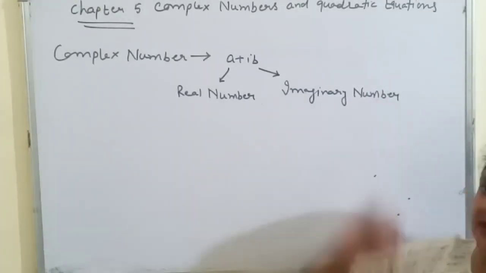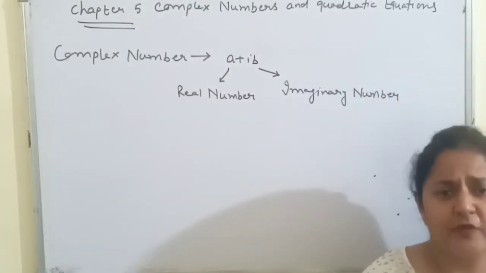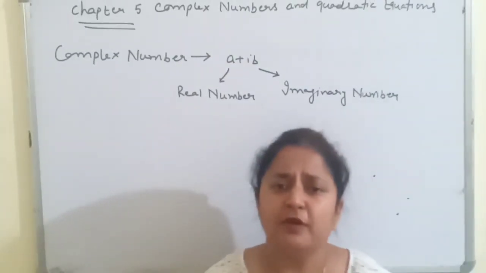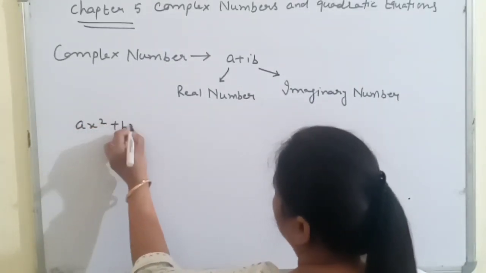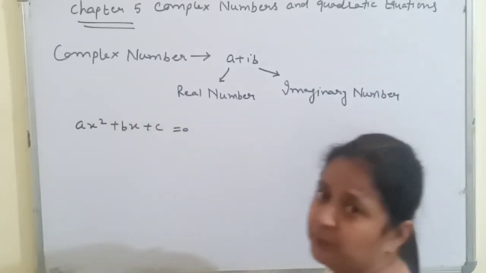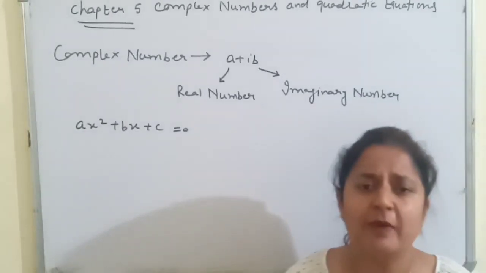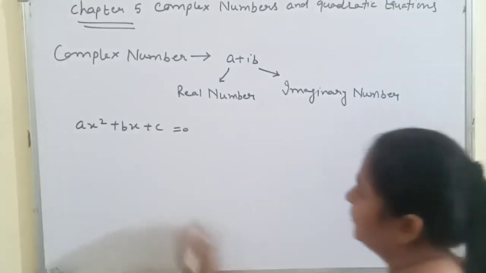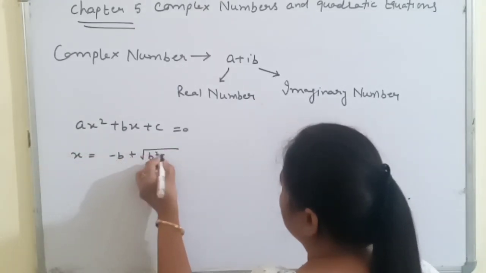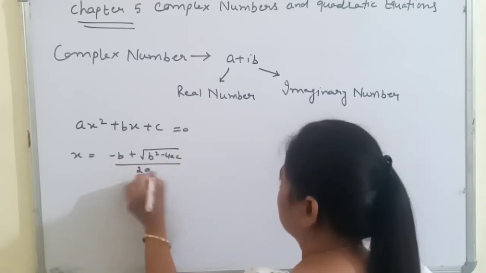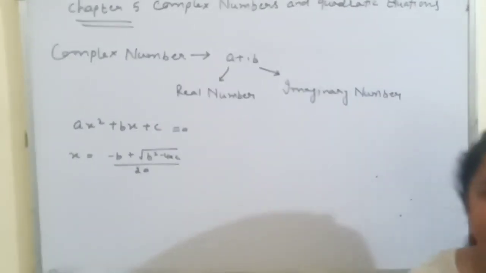Now what is the imaginary number? In class 10 you have done chapter 4, quadratic equations. In that chapter you learned how to find the solution of a quadratic equation by using the quadratic formula. Hopefully you remember it: ax square plus bx plus c. You found a lot of solutions by using the quadratic formula. What is the formula? Let's see. Minus b plus or minus under root b square minus 4ac upon 2a. By using this you have solved quadratic equations.